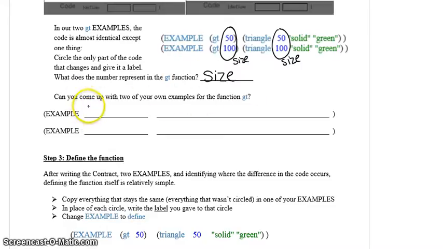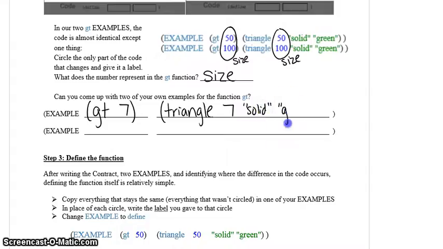We'll do one together and then I'll have you pause the video and do one on your own. So for example, on the first line, which is actually going to be the first box when you're actually typing in the computer, we want to type the shortcut for the computer. So when I type in GT7 in the second box or the second line, what do I want the computer to do with it? I want it to create a triangle, size 7, solid, green.